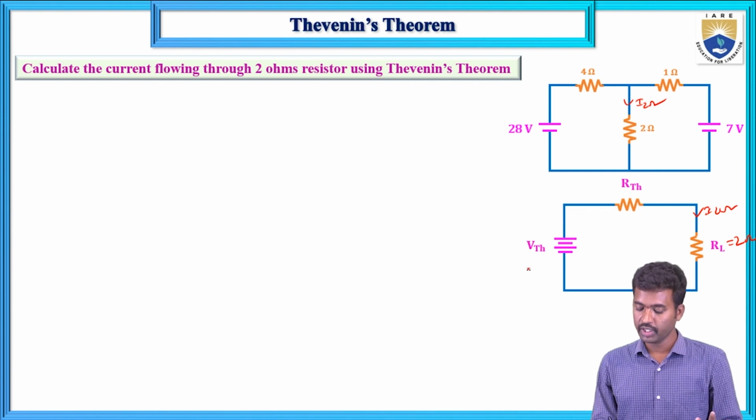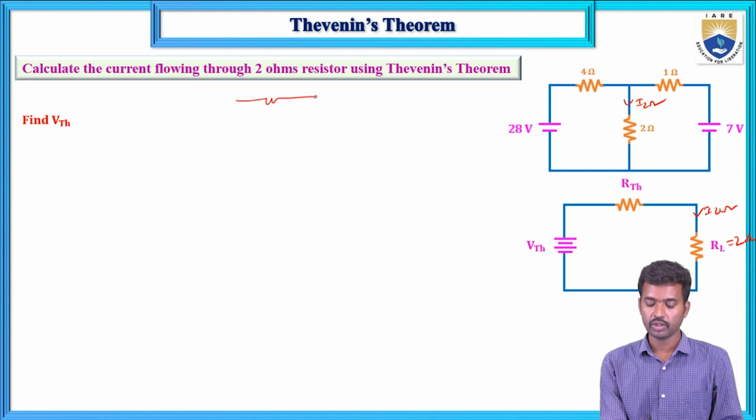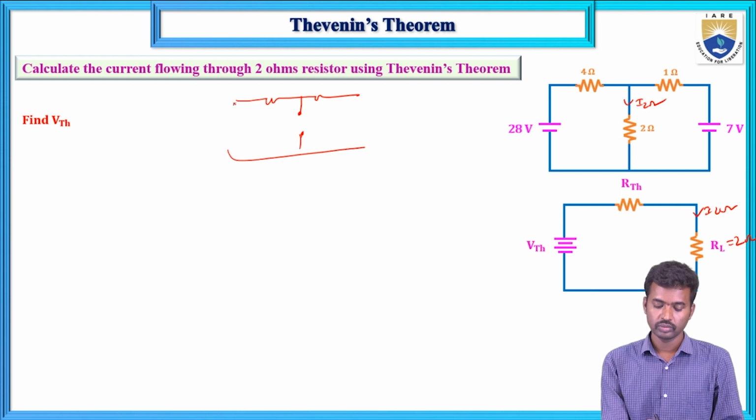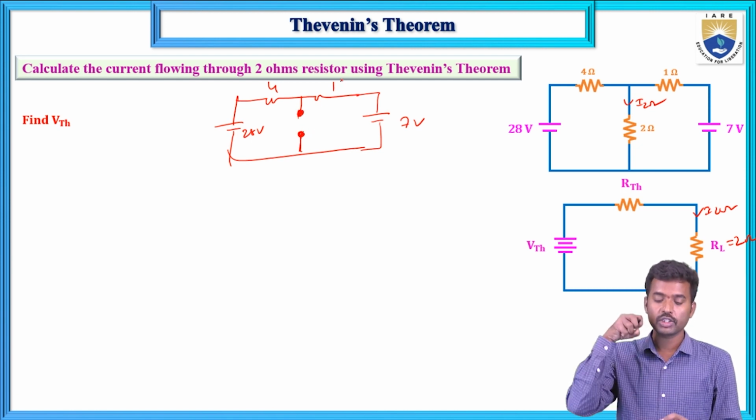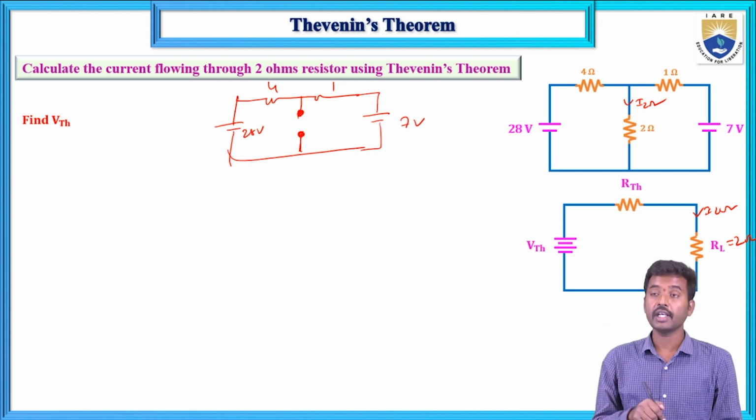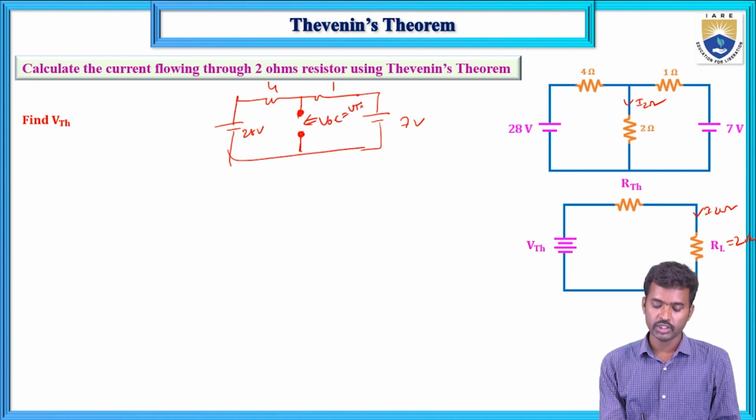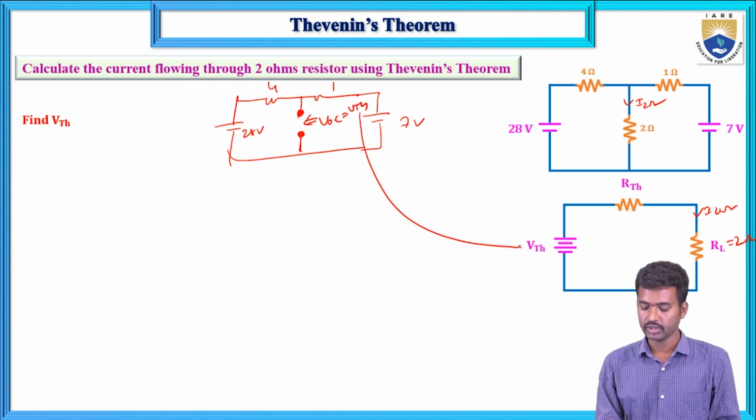First, I will determine VTH and RTH. First method, VTH. First, remove the load resistance from the given circuit. 7 volts, 28 volts, 4, 1, and this is 2. So this is the load resistance. Remove this load resistance and calculate that open circuit voltage. This VOC, that open circuit voltage, is known as the VTH, and substitute in this.